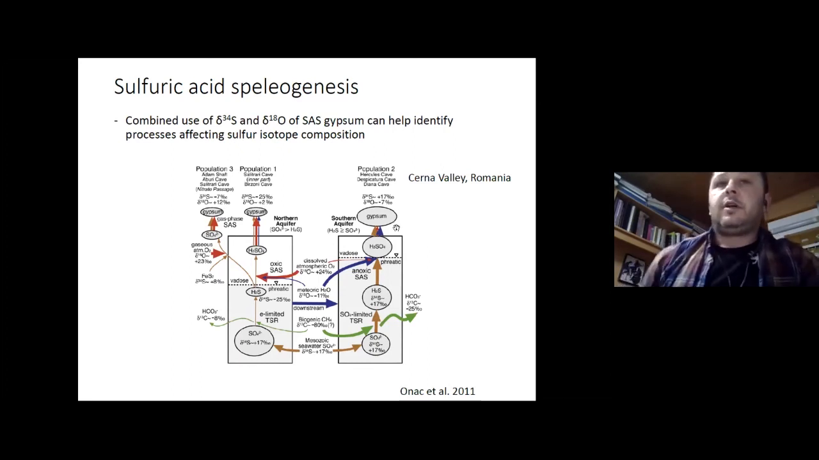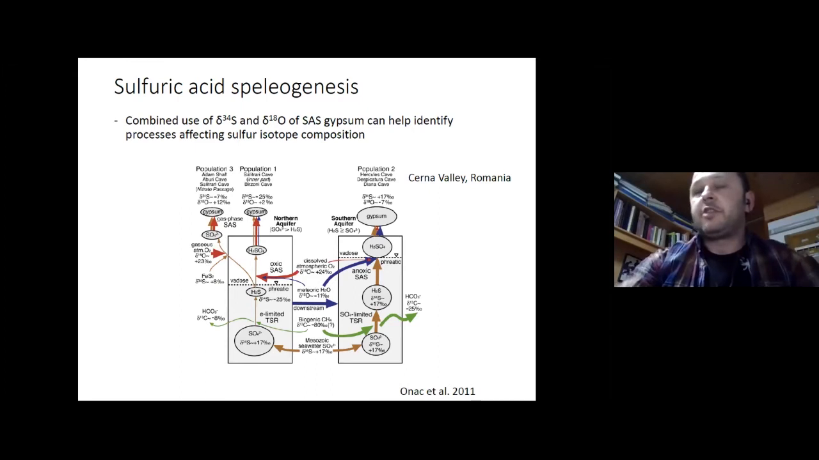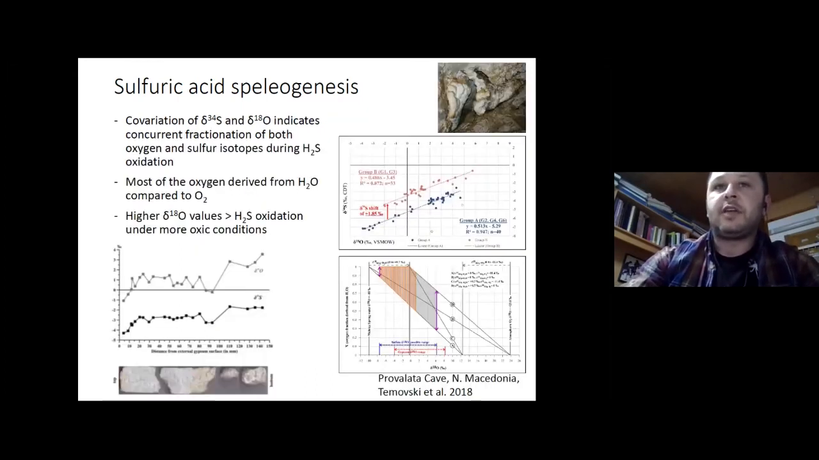So to better understand this, it's important to study also the oxygen isotope composition in addition to the sulfur isotope composition, because if we just studied the sulfur, it wouldn't have been possible to identify these processes or the pathways that were involved in this kind of system.